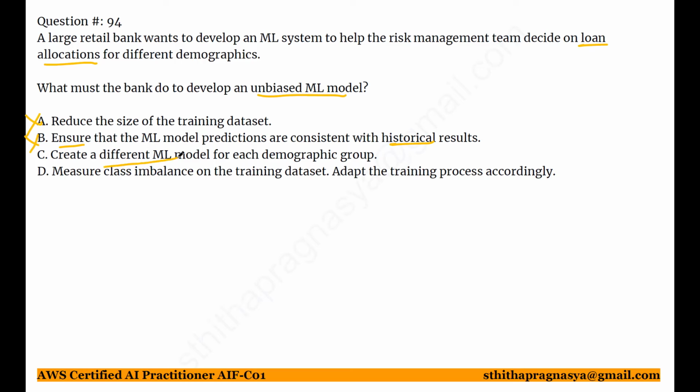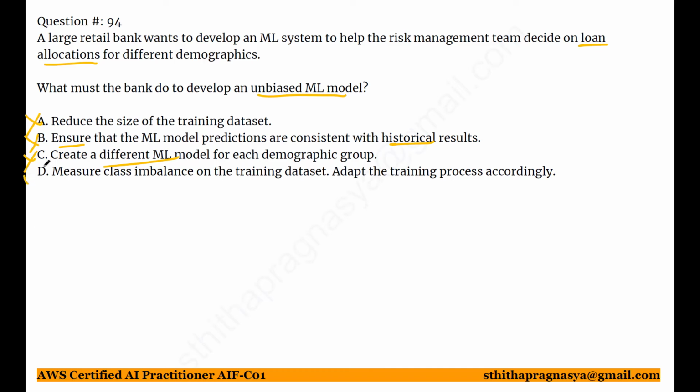Building separate models for each demographic group might lead to fairer results for each group individually. However, this approach could lead to other issues such as maintaining multiple models and potential overfitting due to smaller data sets. It does not inherently solve the issue of bias in the training process, and it may introduce other complexity. So this is also not correct, as it is not a practical or standard method to addressing bias.